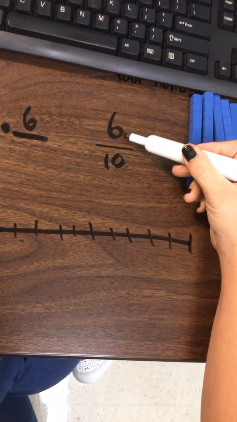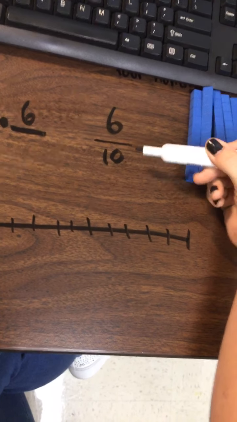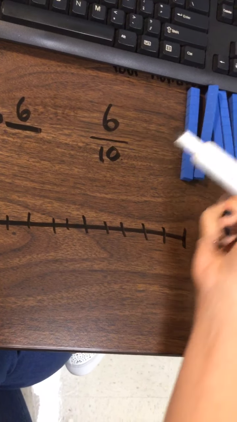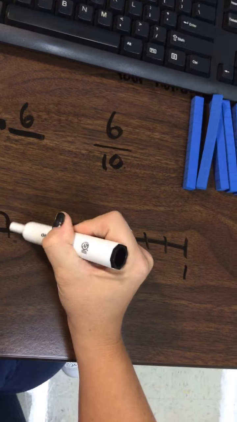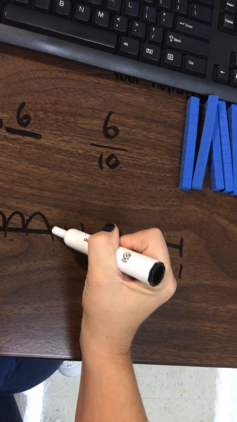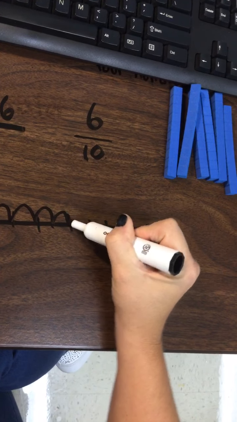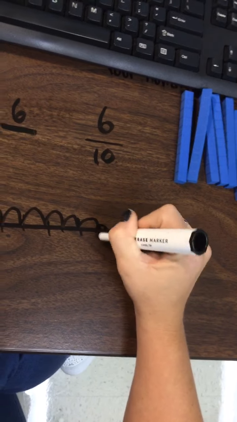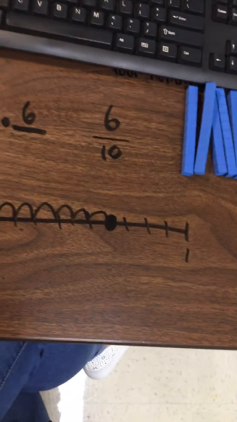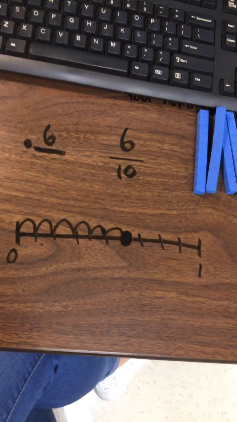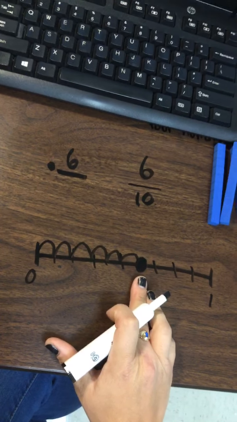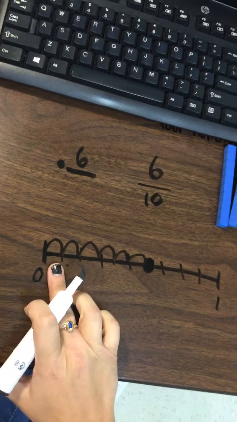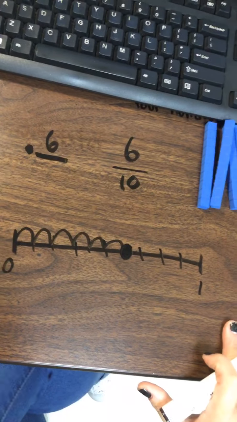Now, if we were doing 6/10, that means we're going to have to do 6 jumps. So you start over here at 0, and you go 1 jump, 2 jumps, 3 jumps, 4 jumps, 5 jumps, 6 jumps. So right here would be 6/10.